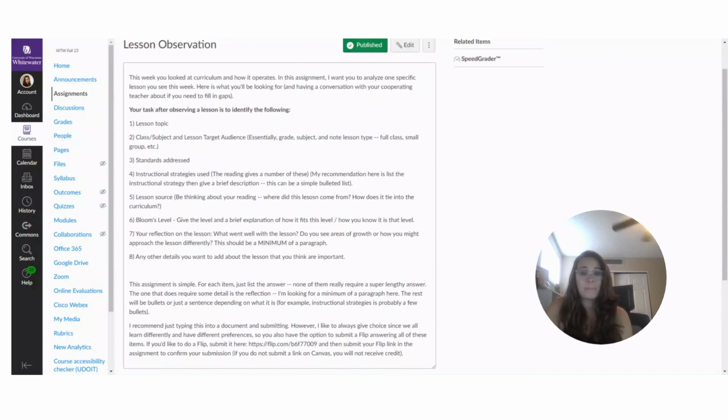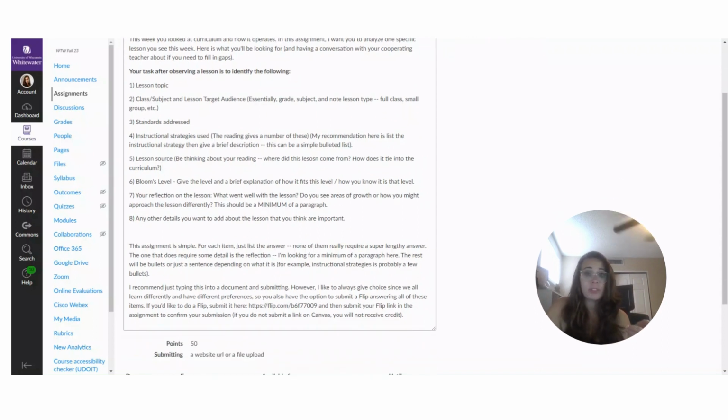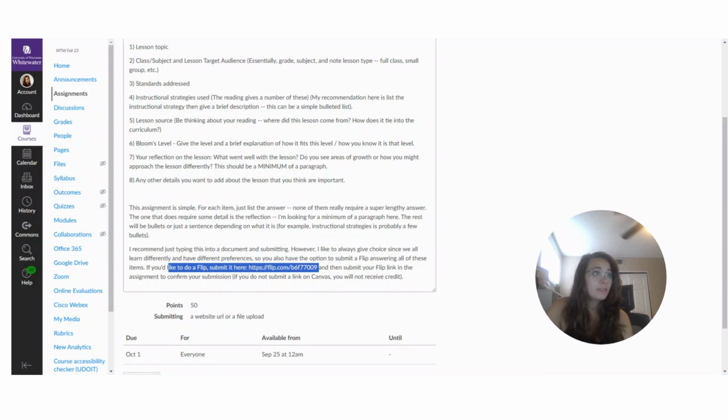So you can choose how you want to do this assignment. I would recommend some sort of visual, whether that's a paper. If you want to do this in like an infographic format, go for it, whatever you want. There's also an option you'll see right here. You can do it as a Flip. I think that something written is probably a better fit for this assignment, but if Flip is your thing, go for it.